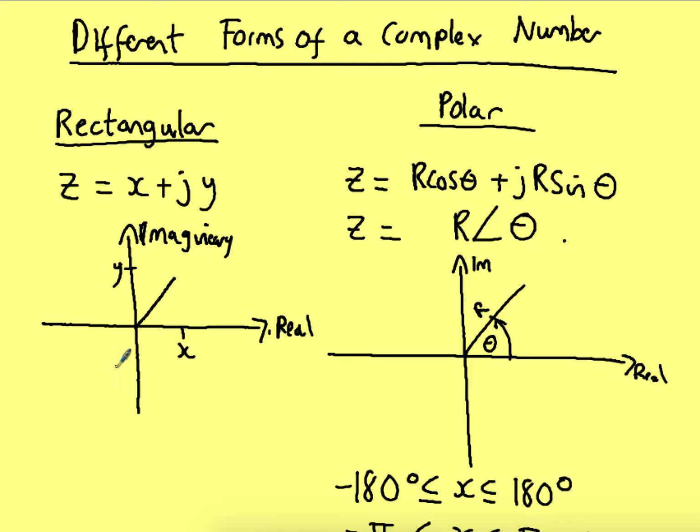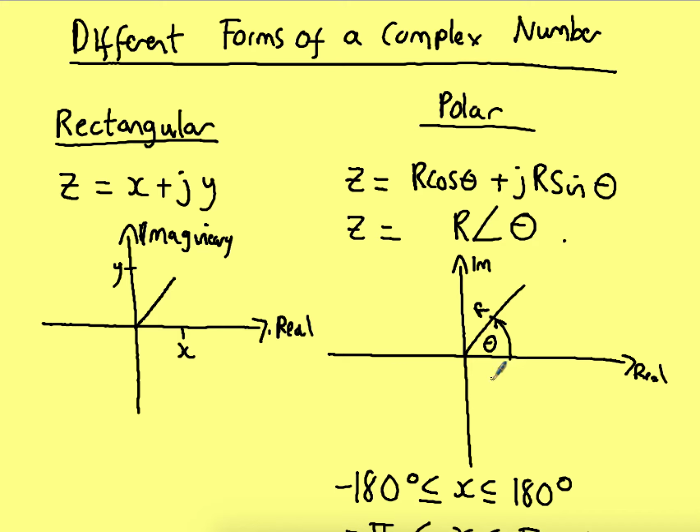But sometimes that's not what we're looking for. Sometimes we would rather know the length of the line, the length of the complex number, its magnitude, and the angle it makes with the positive x-axis. This is the positive x-axis, and angle is always measured from here.